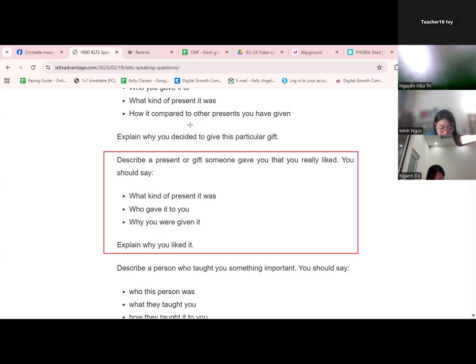Okay, preparation time is up, Mingnok. You have 2 minutes to present. You may start. Hello, today I want to talk about a special gift that I really like. It is a cup. It's not just a simple cup, it's a really special one. And I got it at my class ceremony from my head teacher. And this cup has a really special appearance.